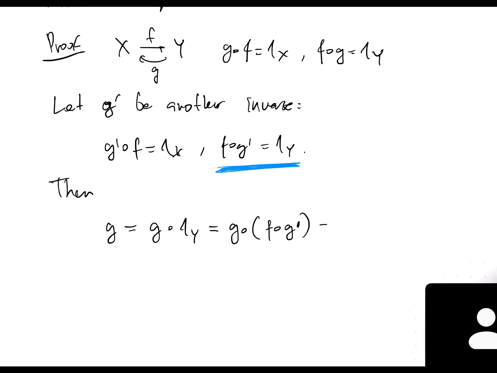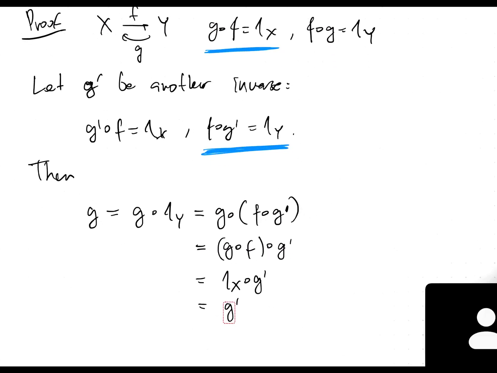But now we can use associativity to move around this bracket. So I will have G composed with F and then composed with G prime. And on the other hand, what do we know about G composed with F? Well, that's one of our assumptions as well, right? It's equal to identity. So we get identity X composed with G prime. And of course, by the identity law, this is equal to G prime. So we have a chain of equalities connecting G with G prime. Therefore, G and G prime must be equal, right?